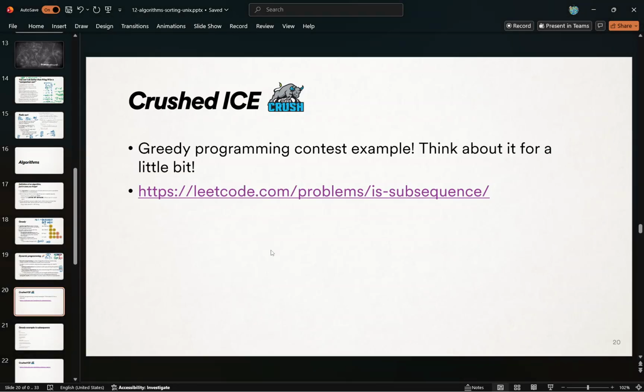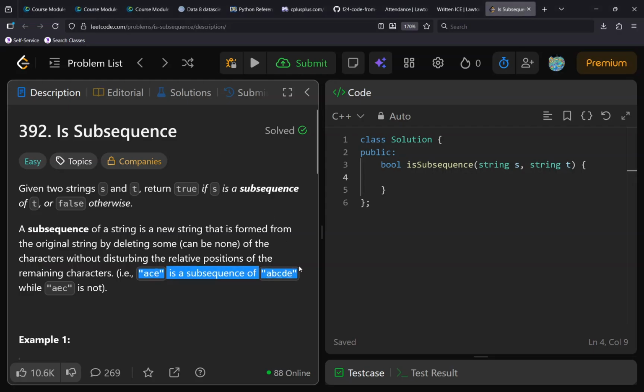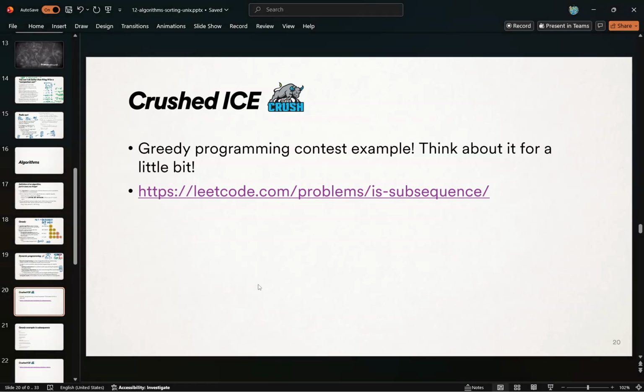So give that a try. Think about it. Discuss with your neighbors how you might go about solving it just in English. Try some examples. Try to walk through how code might work to discover that ACE is a subsequence of ABCD. That would be a good example. And then I'll show you my answer in code.